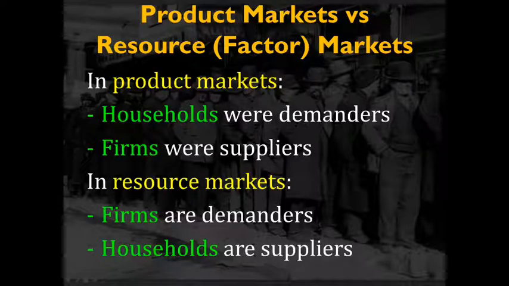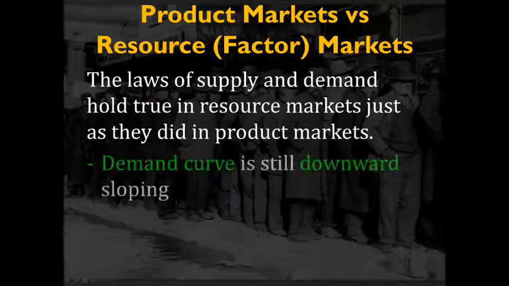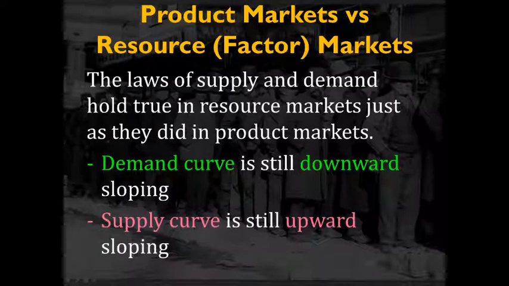Now, it turns out the laws of supply and demand still hold true even in resource markets, just as they did in product markets. There's no difference. The demand curve is still downward sloping. The supply curve is still upward sloping. If I'm going too fast, you can pause and restart whenever you're ready to go.